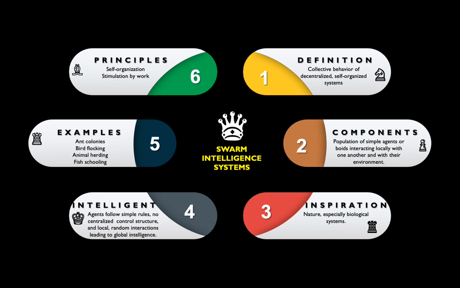So that brings us to the topic of swarm intelligence and swarm intelligence systems. Swarm intelligence is the collective behavior of decentralized, self-organized systems, natural or artificial. The concept is employed in work on AI. The SI systems consist typically of a population of simple agents or boids interacting locally with one another and with their environment. The inspiration often comes from nature, like we have seen earlier, especially biological systems.